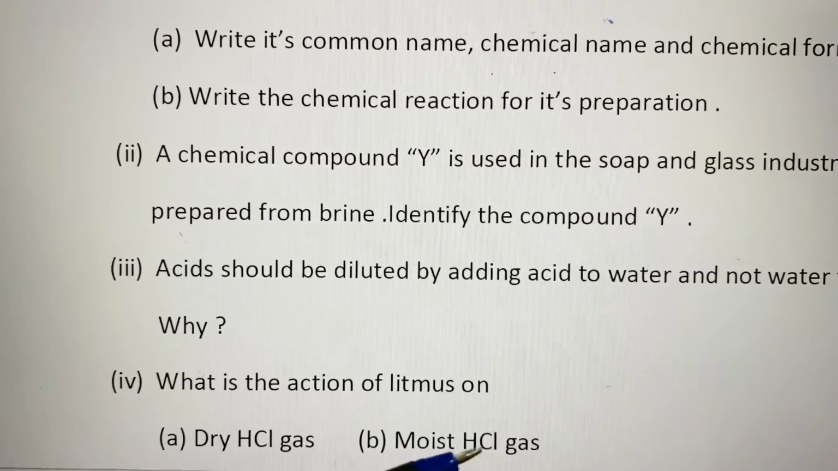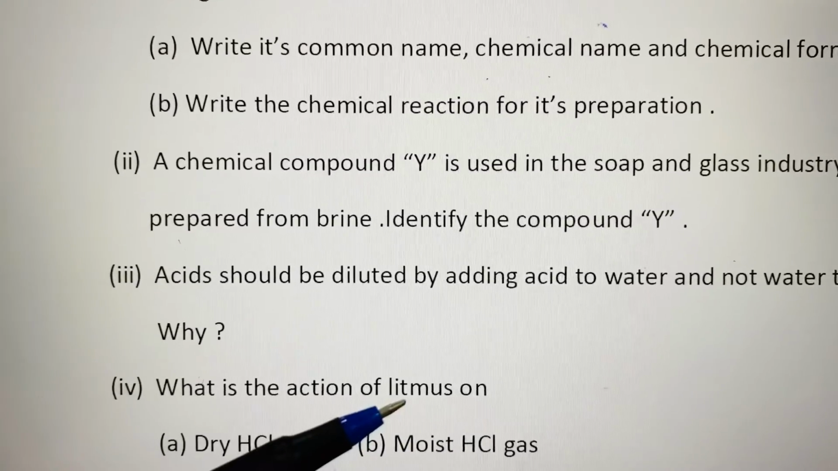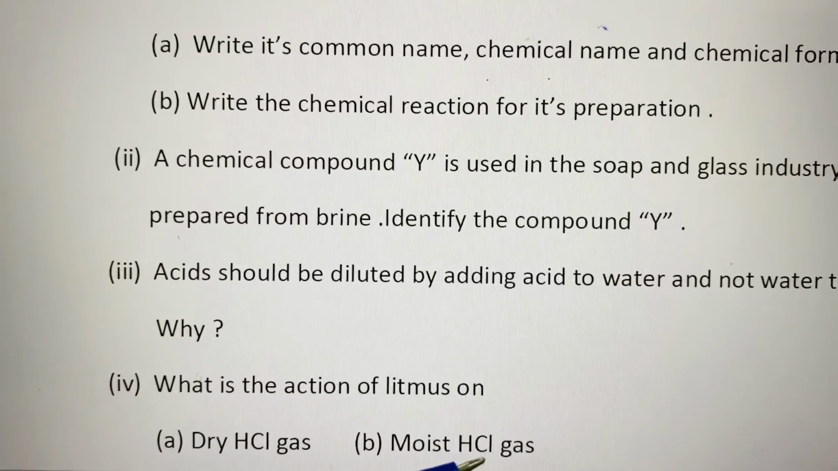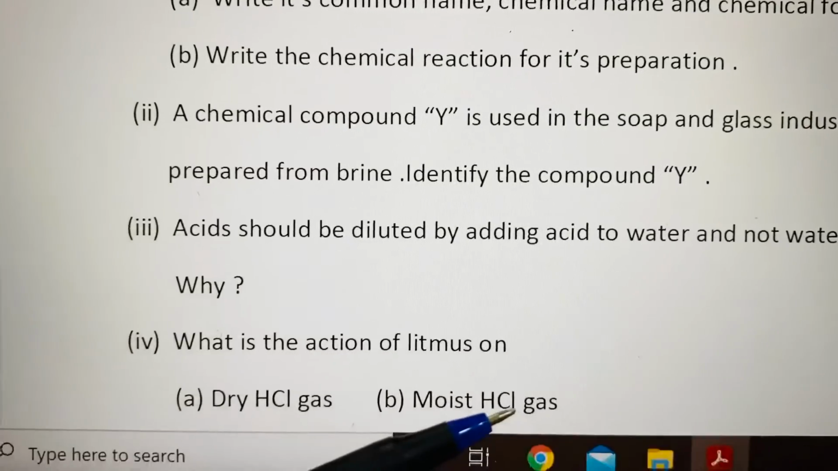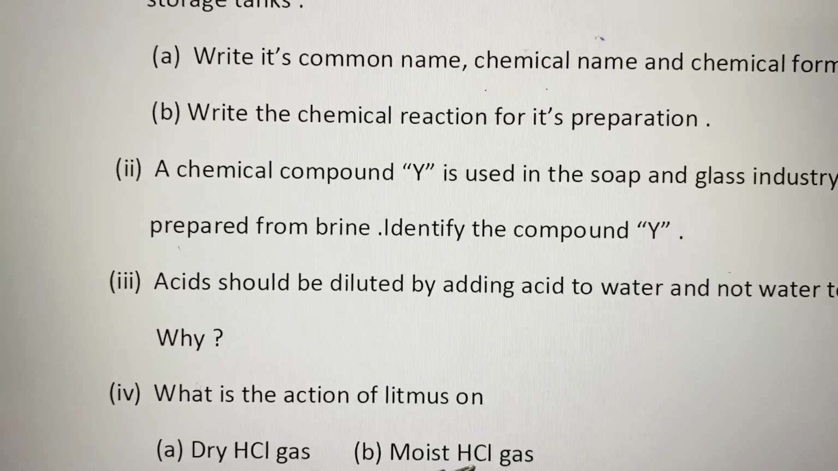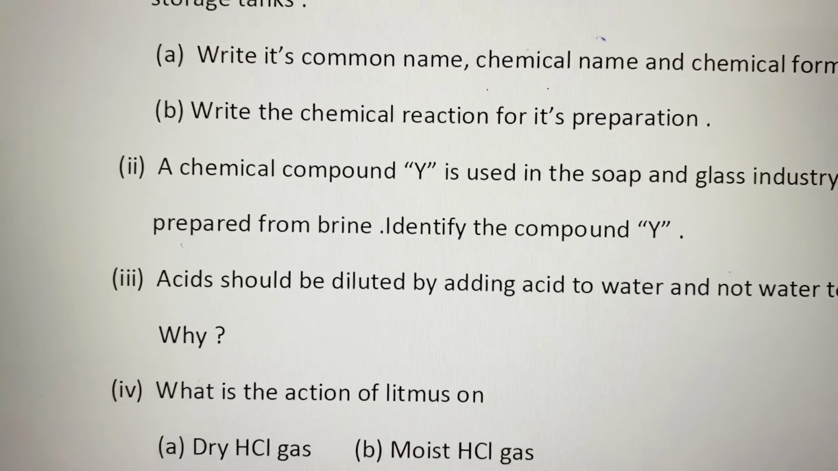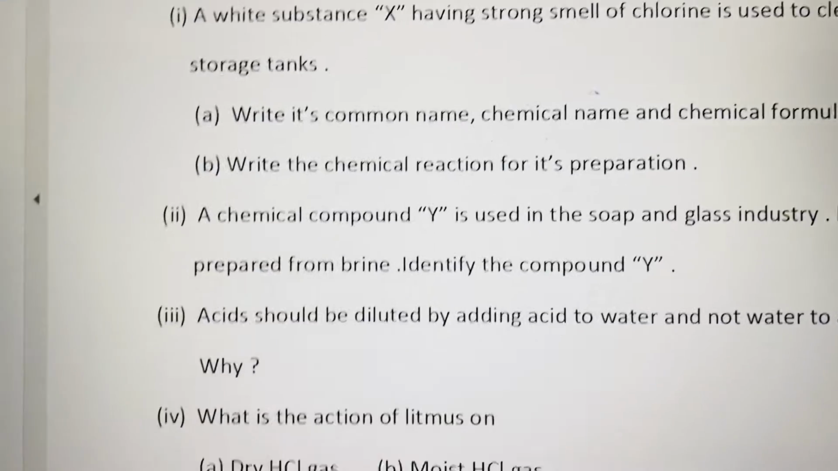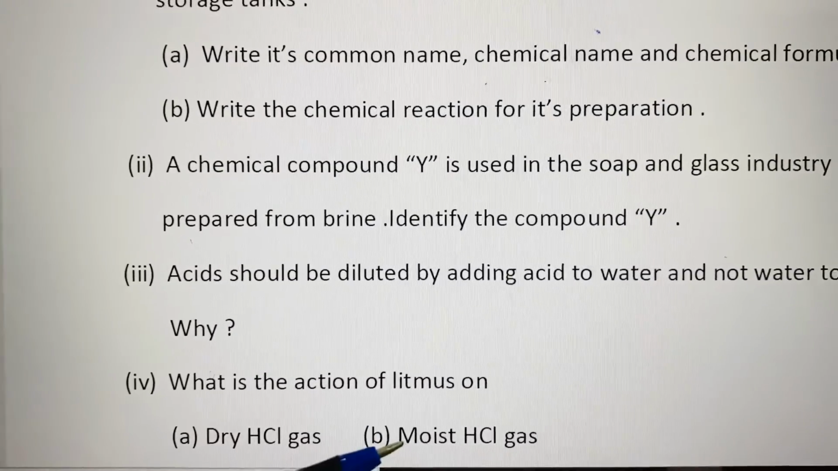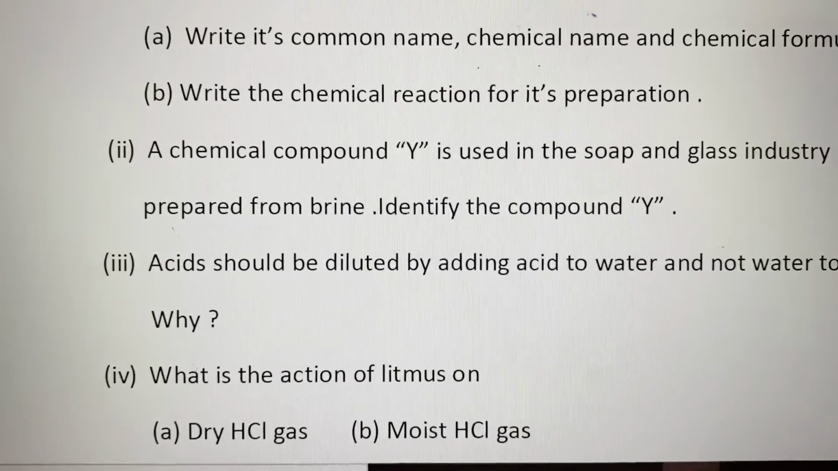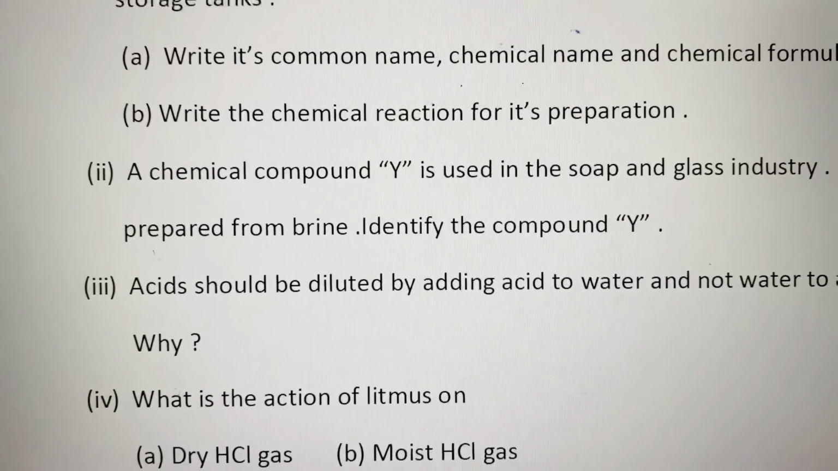If the HCl gas is moist or the litmus paper is also moist, then HCl gas will dissociate in the aqueous solution, that is in the presence of water. HCl will dissociate into H positive and Cl negative ions, and due to the presence of H positive ions, the litmus will change its color. So in this way, what is the action of litmus on moist HCl gas? Yes, there will be change of color.